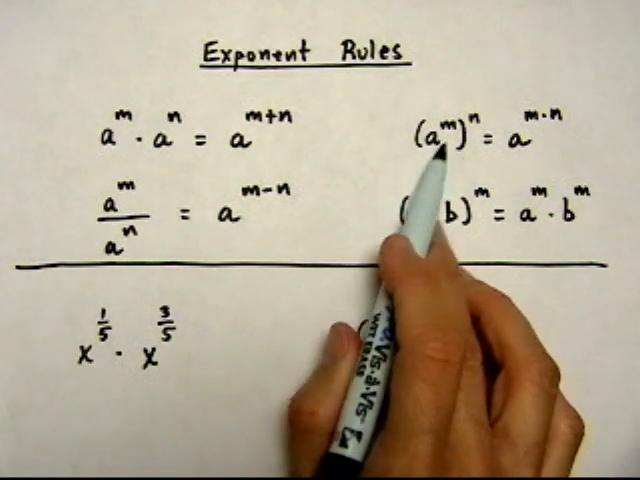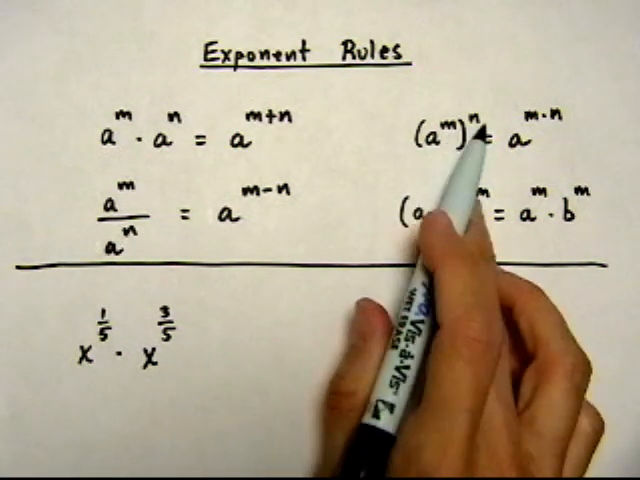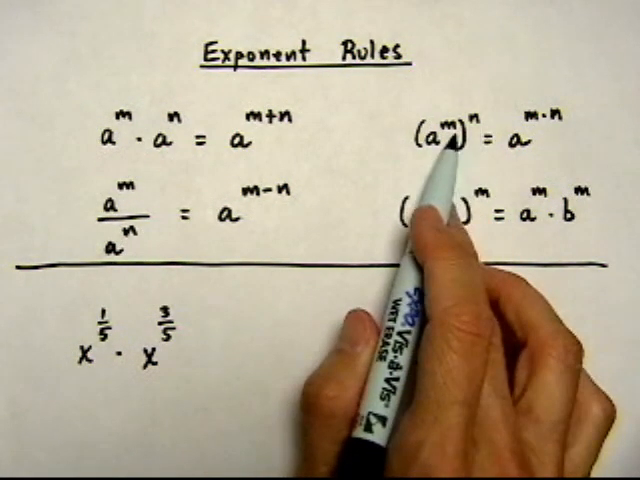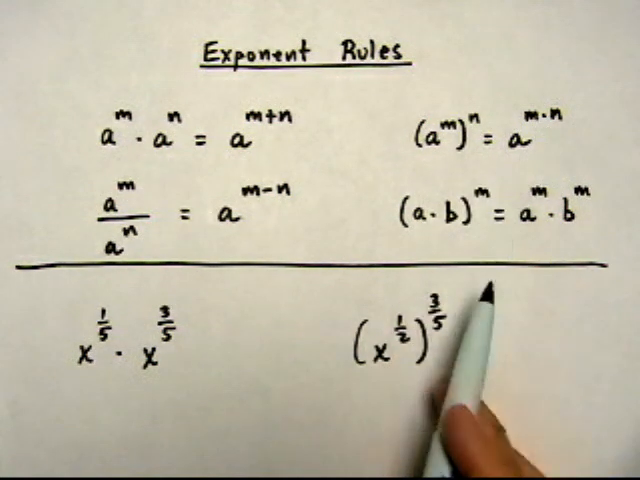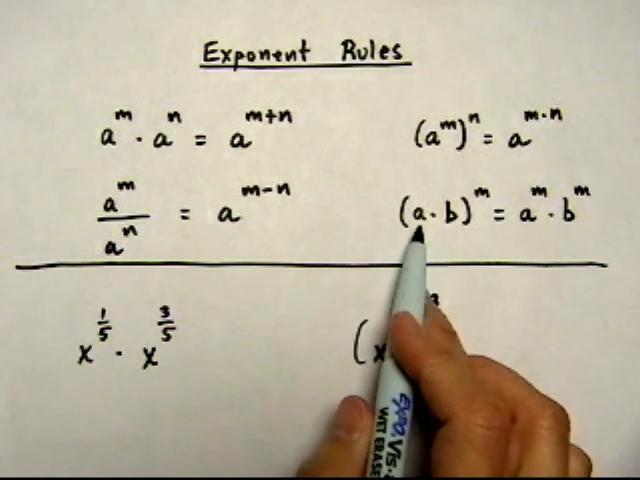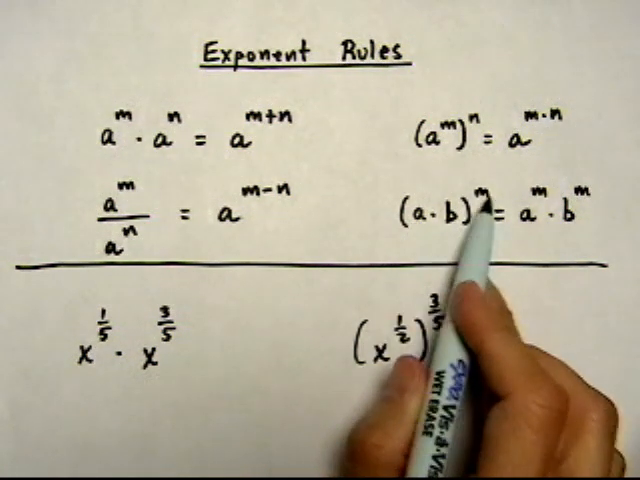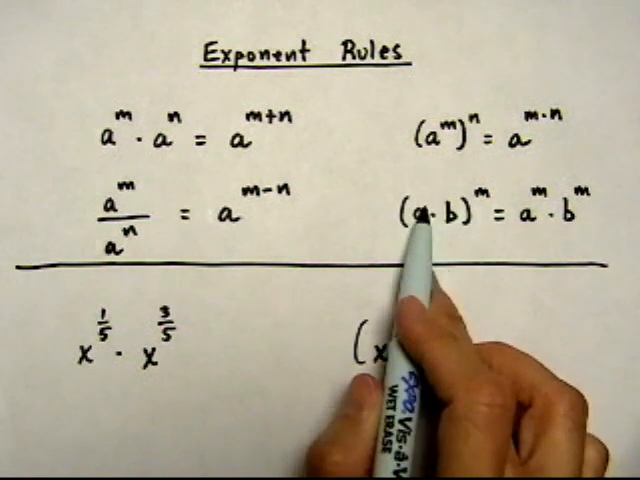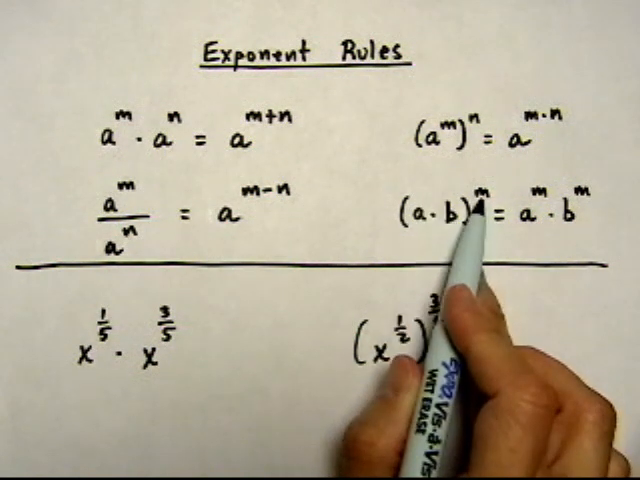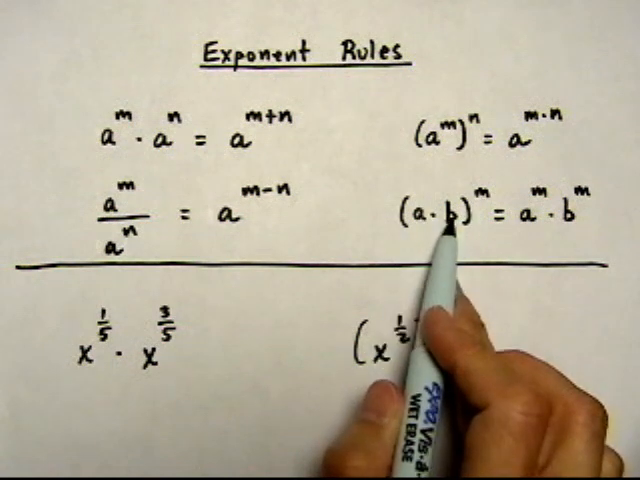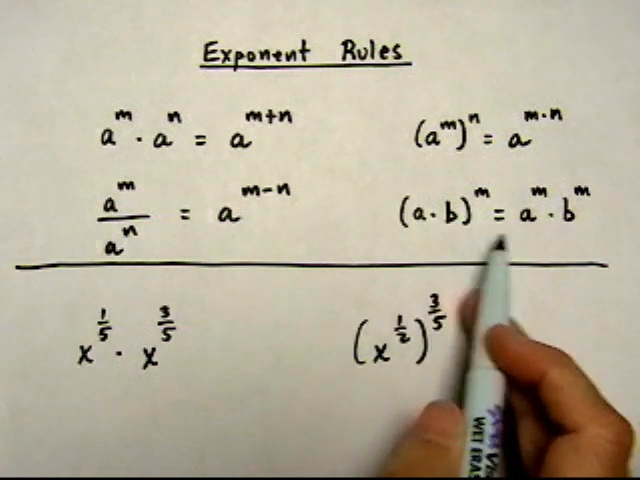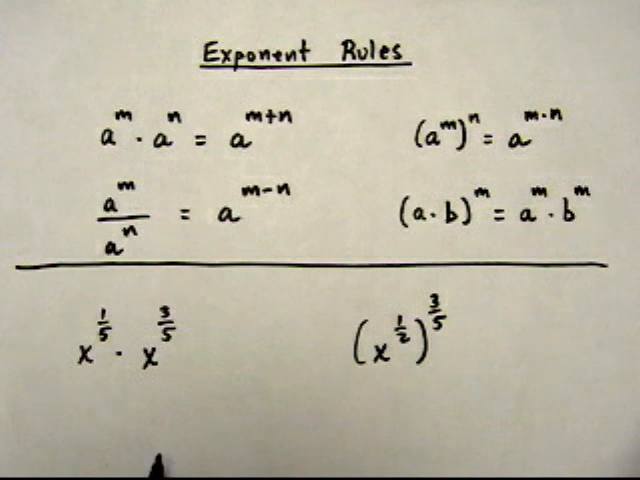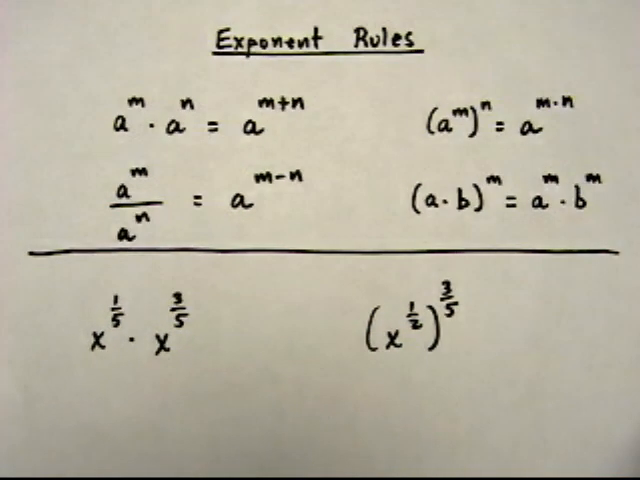If we have a base raised to an exponent and then that whole thing is raised to another exponent, so if we have a power to a power, we multiply the exponents. And if we have two different factors raised to a power, the exponent goes to each one separately. So an exponent distributes over multiplication, and that would also work for division. Alright, so let's go ahead and try out a few of these.